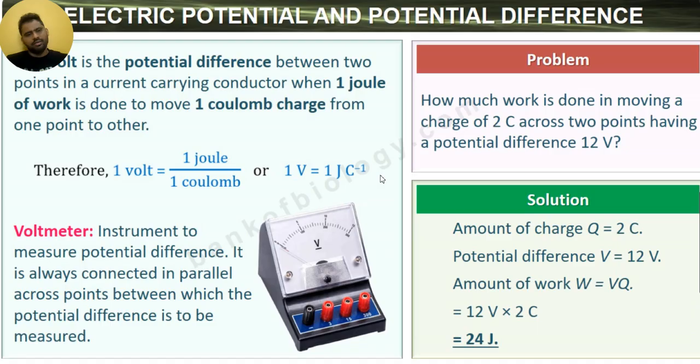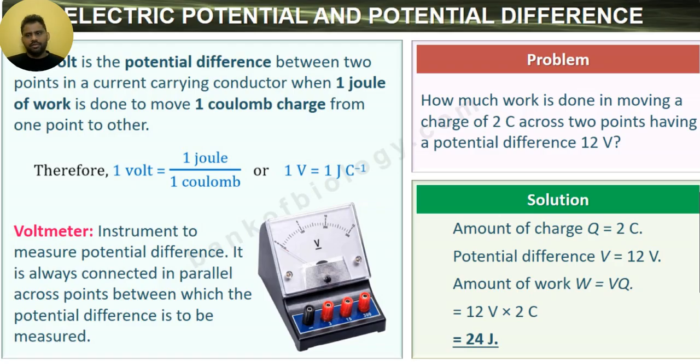What is voltmeter? Voltmeter is again an instrument to measure potential difference. It is always connected in parallel across points between which the potential difference is to be measured. So ammeter is always connected in series and voltmeter is always connected in parallel. Okay, so voltmeter is an instrument to measure potential difference and it is always connected in parallel.